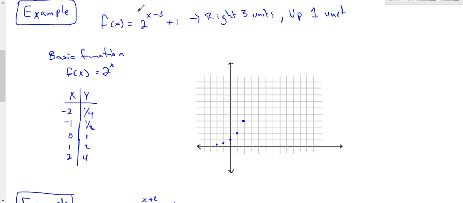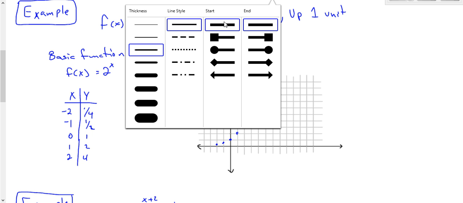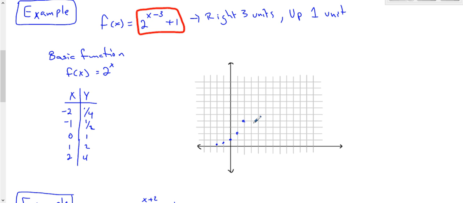Now I will graph our new function of 2 to the x minus 3, plus 1, in red. So I'm going to shift all these points to the right by 3 units and then up 1. Right by 3 units and up 1. Move to the right 3 units and up 1.